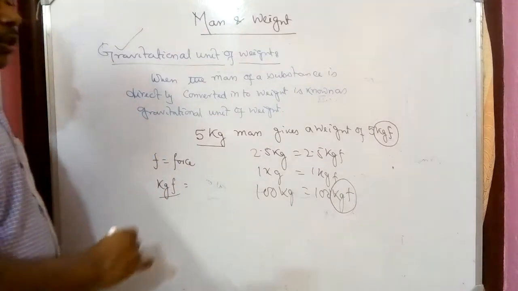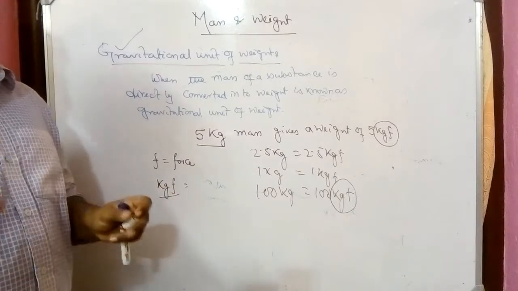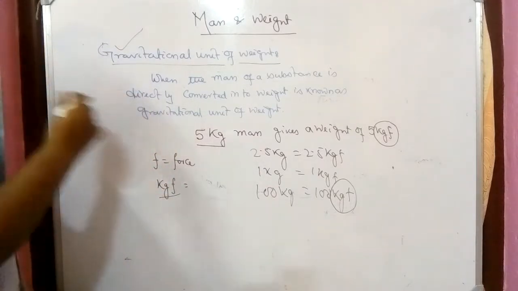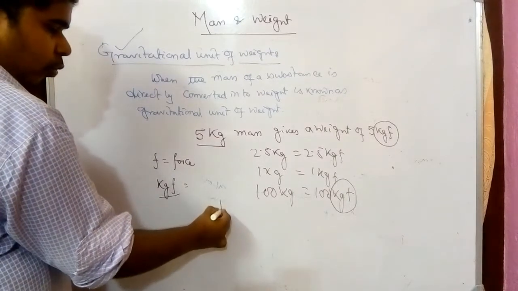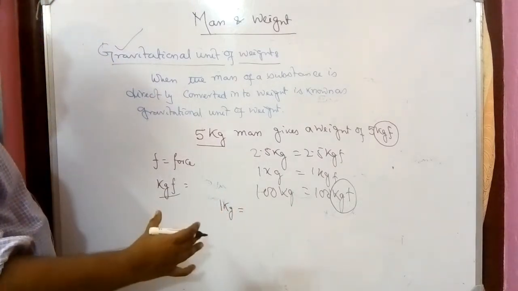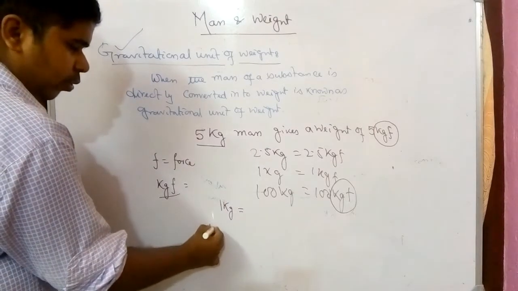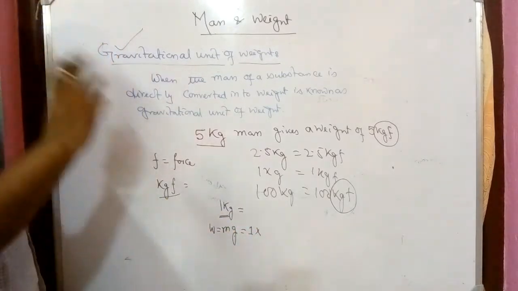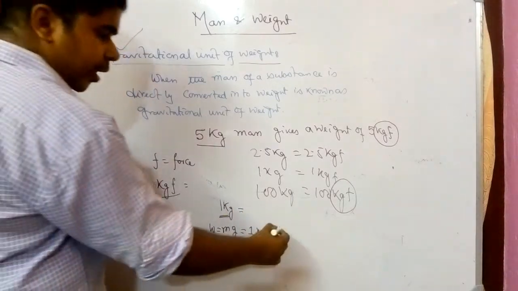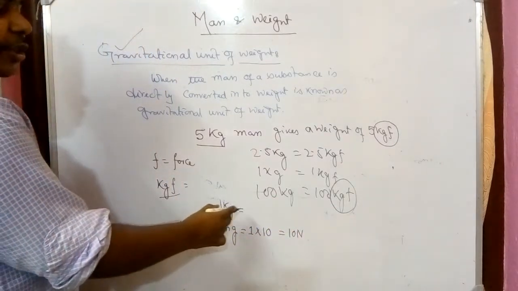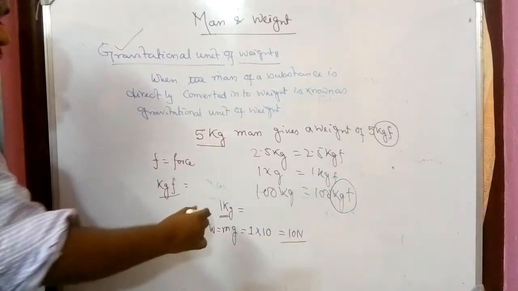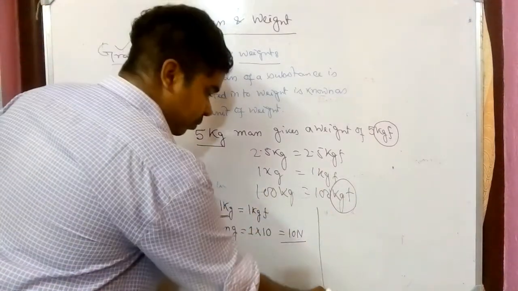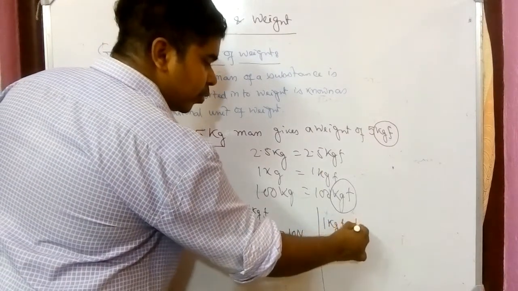Clear? So that is a gravitational unit, and it is not an SI unit, not a CGS unit. It is typically a gravitational unit which does not belong to any unit system. Now, if I take 1 kg mass and convert it into weight in Newton, we all know W equals m into g, where m is 1, the mass, and the value of g we have learned earlier is 10 Newton per kg, so that will be 10 Newton. So 1 kg mass has a weight of 10 Newton, and 1 kg mass in gravitational unit should have 1 kgf. So we can write the relation: 1 kgf equals 10 Newton.